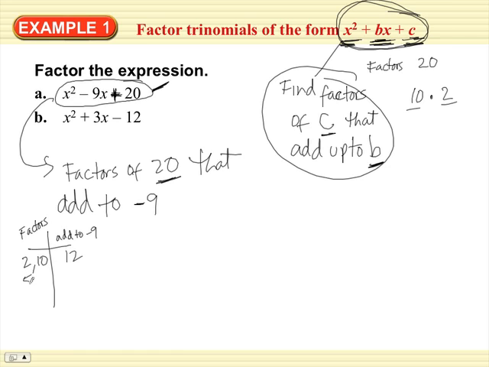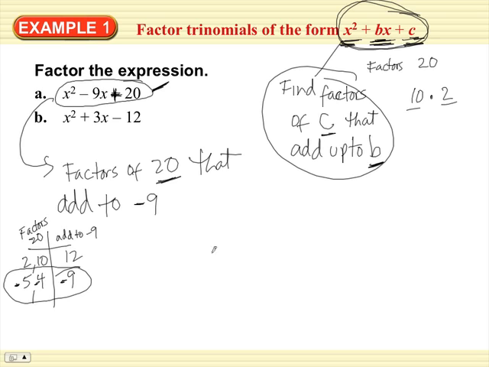5 and 4. What do they add to? They add to 9. Is that okay? No. Not quite. They have to add to negative 9. So therefore we have to change our factors to negative 5 and negative 4. Do those make positive 20? Yes. Do they add up to negative 9? Yes. This is what you'll be looking at now. Negative 5 and negative 4 add up to negative 9.